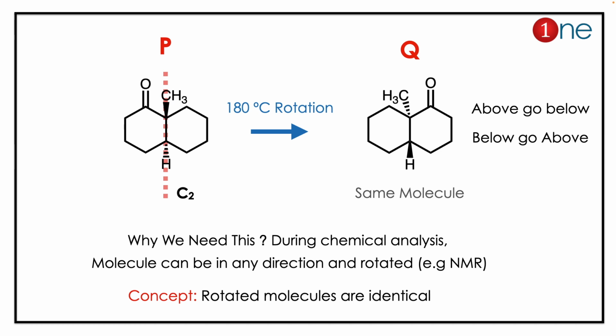During the rotation, what really happens is above will go below, below will go above. That's why methyl and hydrogen positions are switched. Why do we need this? Because during chemical analysis, the molecule can be in any direction or any rotated version. Example, NMR spectroscopy. So the concept you have to learn here is that rotated molecules are identical.